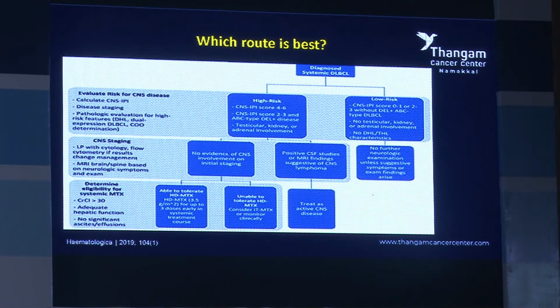Which route is the best? First you identify the CNS risk, whether they're intermediate or high risk. Intermediate and high risk, currently they ideally receive high-dose methotrexate or intrathecal methotrexate, which are the two modalities. For high-dose methotrexate, you have intercalated high-dose methotrexate or end-of-treatment methotrexate.